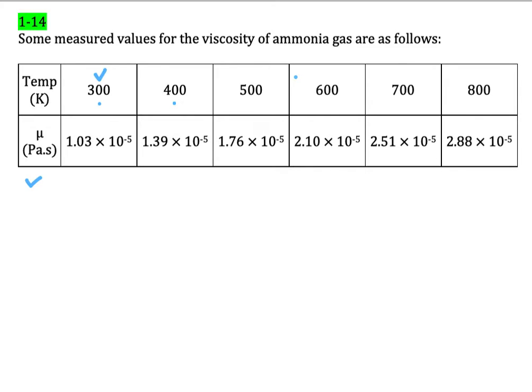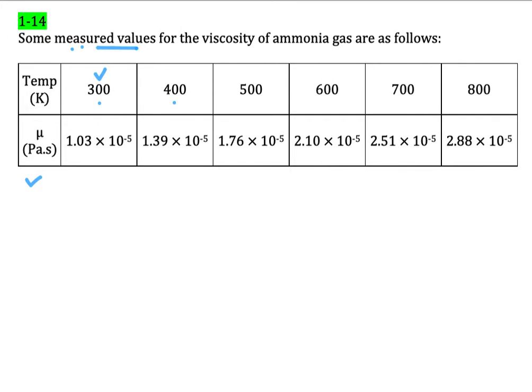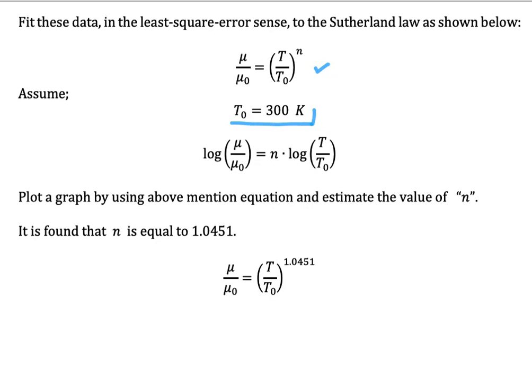We could handle that measurement, because measured value here means the measurement was done. So it is good to have a value similar to room temperature, because normally people will do the measurement precisely at low temperature. So let's say we take T naught equal to 300 Kelvin. And then we change this term into log-log, and we plot the graph.